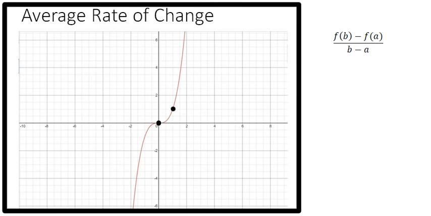So for the example we have here, f of b is going to be f of 1, f of a would be f of 0, b is 1, and a is 0. I've done the calculation for us. It's right here. So for this example, it would be f of 1 minus f of 0 over 1 minus 0. f of 1 is 1, f of 0 is 0. So it's just 1 minus 0 over 1 minus 0, which is 1.